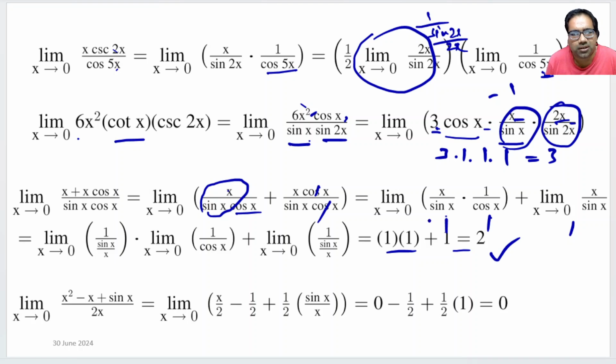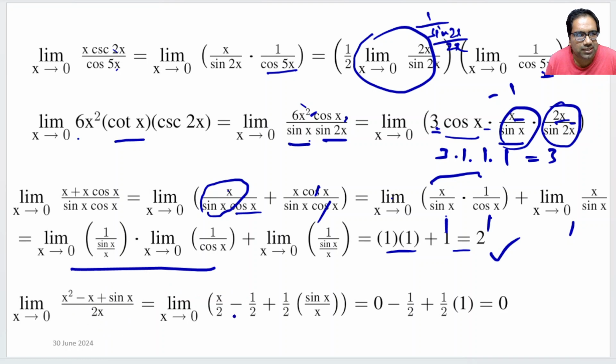We have written limit of product is equal to product of limits. Right. Limit of this and this is equal to product of first this limit and this limit. Okay. Limit of sums is equal to sum of limits also. Right. Now here, x square minus x plus sin x by 2x. Let us expand this also.